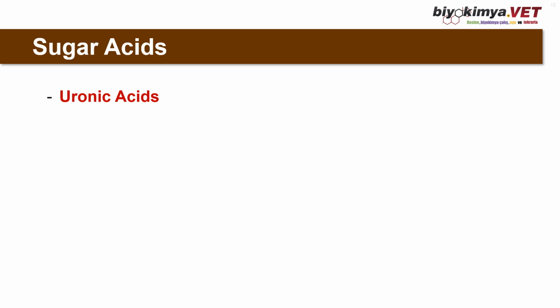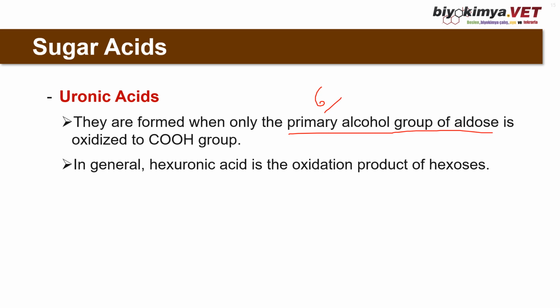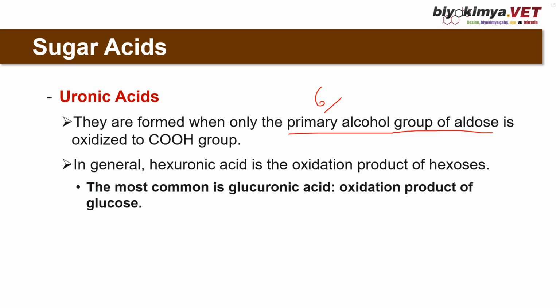And the last group is uronic acids. They are formed when only the primary alcohol group of an aldose is oxidized to a carboxyl group. This means the sixth carbon for glucose, galactose, and mannose. And in general, hexuronic acid is the oxidation product of hexoses. And the most common is glucuronic acid, which is the oxidation product of glucose. This oxidation converts the alcoholic group in the sixth carbon, which is a primary alcoholic group, to the carboxyl group.